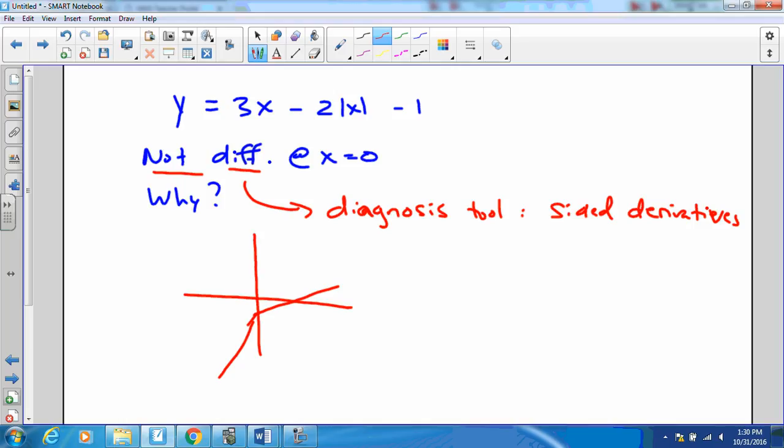This graph is not enough to justify that. Why not? Because there is not a way to tell whether this is a corner or whether it is simply a curve that kind of smoothly turns in a very tight space. You see what I'm saying? So a graph is not enough.